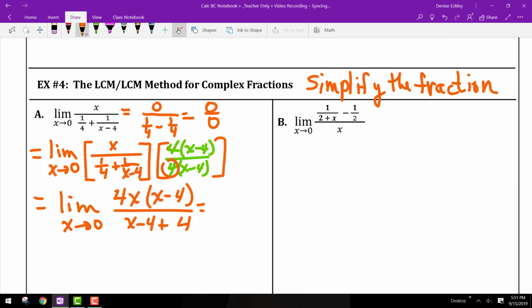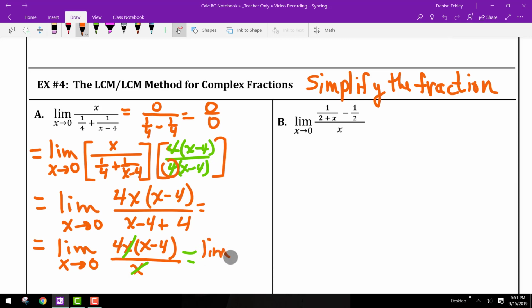Okay, so we get the limit as x approaches 0 of 4x times (x minus 4) over x. And again, we can't do direct substitution yet because we have an x in the denominator, but the nice thing is we now have a common factor of x. So we have the limit as x approaches 0 of 4 times (x minus 4). And now we can do direct substitution.